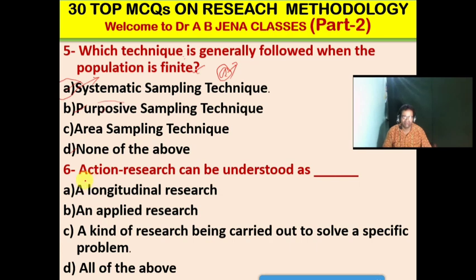So next MCQ: the action research can be understood as what? A, longitudinal research. B, an applied research. C, a kind of research being carried out to solve a specific problem. D, all of the above. So C is the right option for this MCQ. Action research can be understood as a kind of research being carried out by a researcher to solve a specific problem.